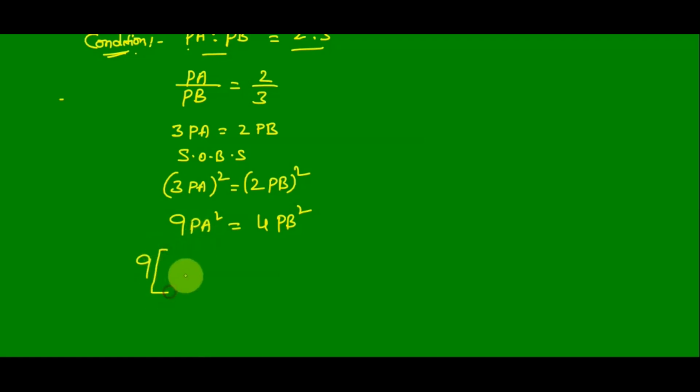The same formula. Here I know the point P is (x1, y1) and the A point is (2, 3), right? So the formula is (x1 - 2) whole square plus (y1 - 3) square, right?